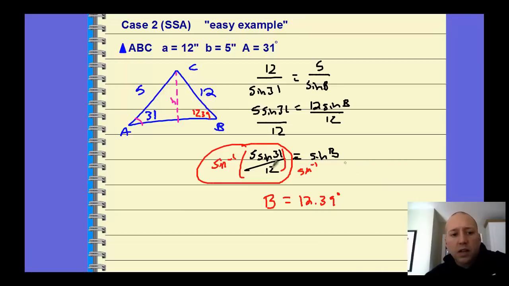And then we could find c. For c, if you just subtract the two angles, 31 and 12.39, from 180, you'll find c is 136.61. And then if you cross multiply, you find c is 16.01 inches. And so that's solving using side-side-angle the easy way.